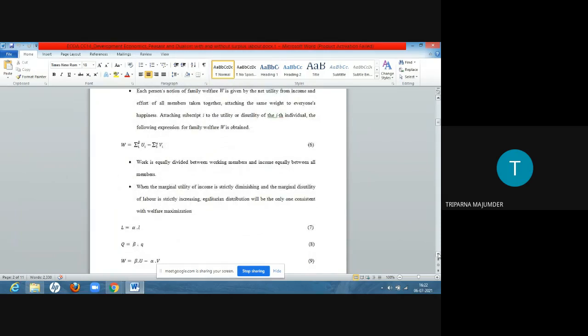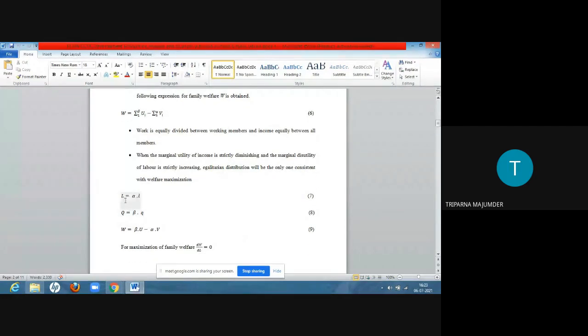When the marginal utility of income is strictly diminishing and the marginal disutility of labor is strictly increasing, egalitarian distribution will be the only one consistent with welfare maximization. I hope you know the meaning of egalitarian, where all get an equal share. That is egalitarian. So L, total labor, is equal to the number of working members alpha into l, the individual effort of all the working members.